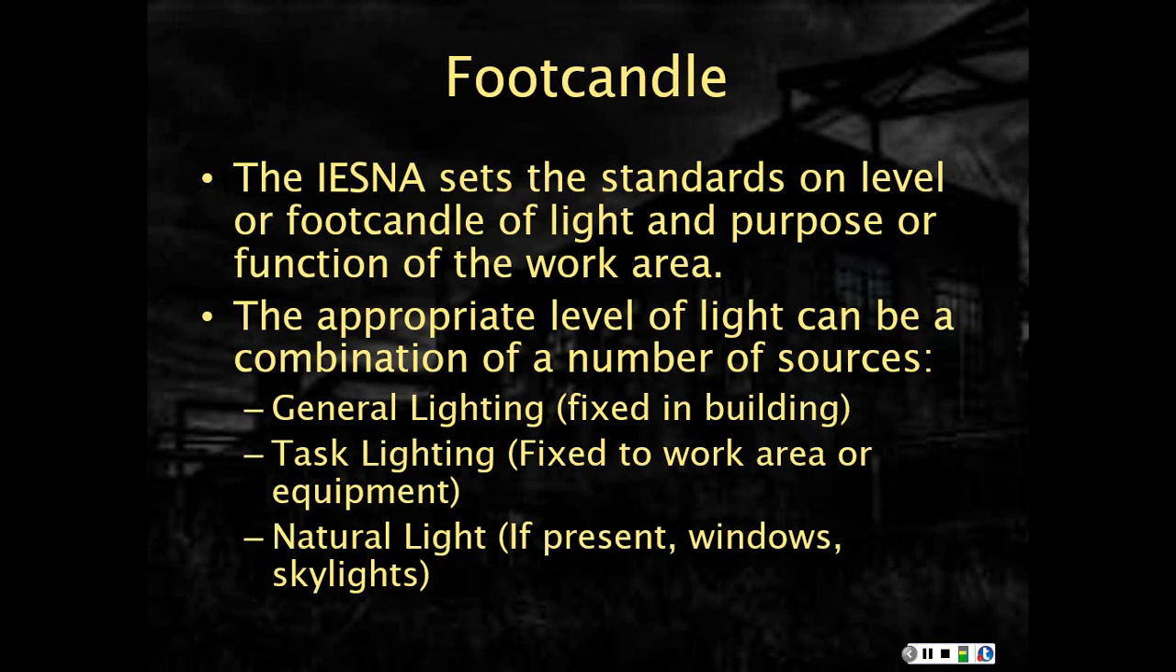So the appropriate level of light can be a combination of a number of different sources. Footcandles of light at a work surface can come from a number of different areas. It can come from general lighting, in other words, lighting that's fixed to the building. It can come from task lighting that's actually fixed to the work area or on the equipment. Or it can be natural light, in other words, coming from skylights, windows, etc. Or any combination of the three, as long as we're getting the appropriate footcandles at the work surface that would meet code.